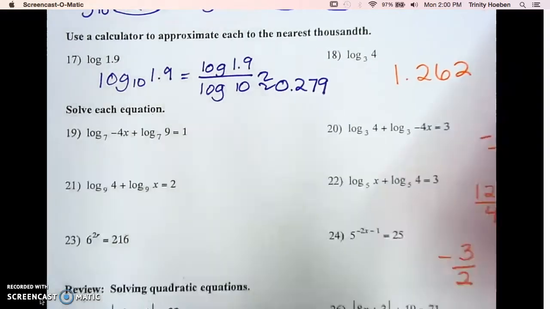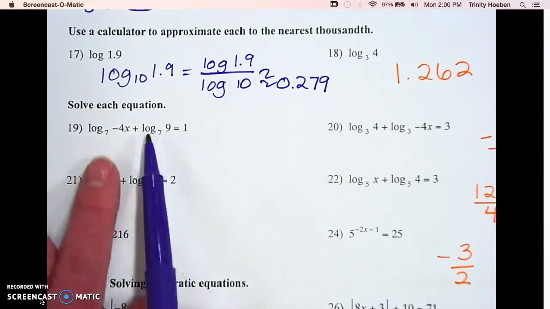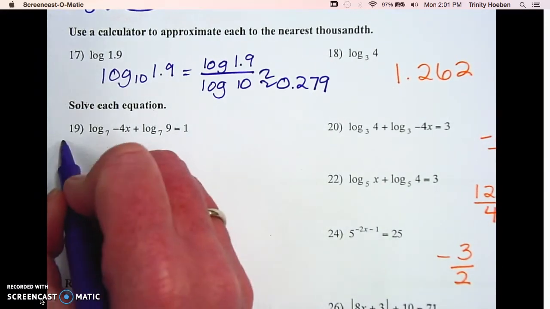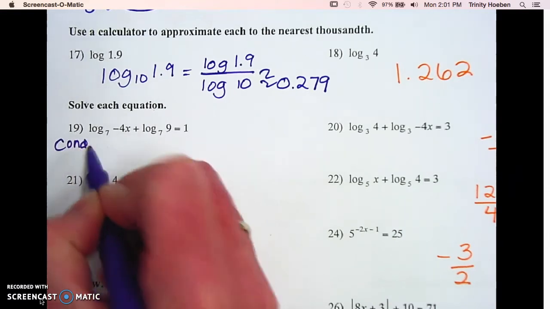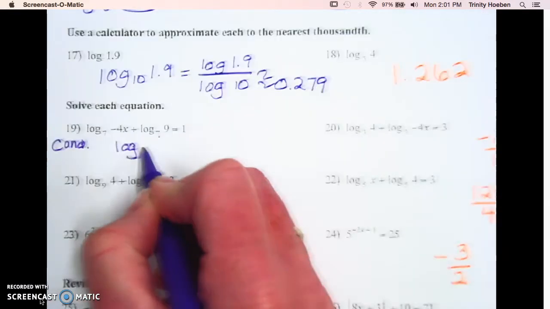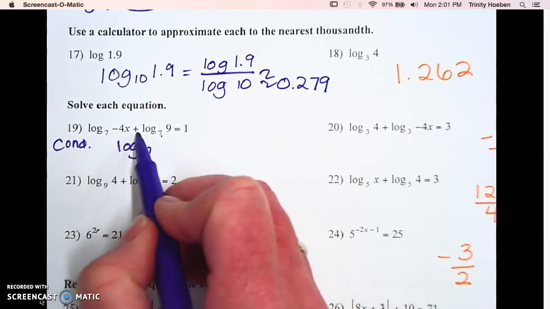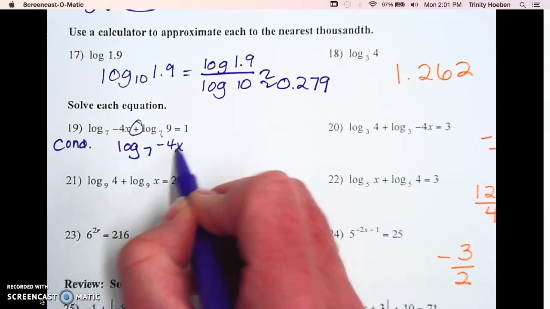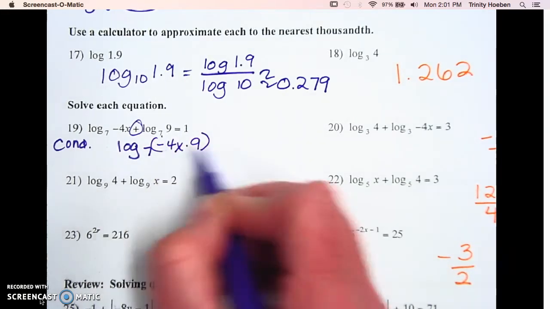Number 19, this is clearly expanded, so the first thing we're going to do is condense the left side because they're both log base 7. I can rewrite it as log base 7. And then, since there's an addition sign right here, that means we're going to multiply negative 4x times 9.